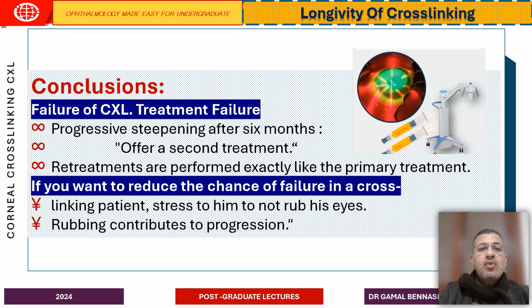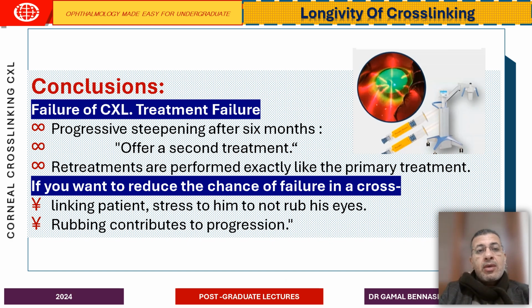Some people advise doing re-cross-linking with the same technique that you used in the primary cross-linking. Some people advocate, in the presence of a borderline corneal thickness, using the transepithelial technique for re-cross-linking, but still there is a need for many studies on this, because most of the studies show that more than 95% are stable after the primary cross-linking, and more than 95% are stable after the secondary cross-linking. So there are not many cases of failure of cross-linking.